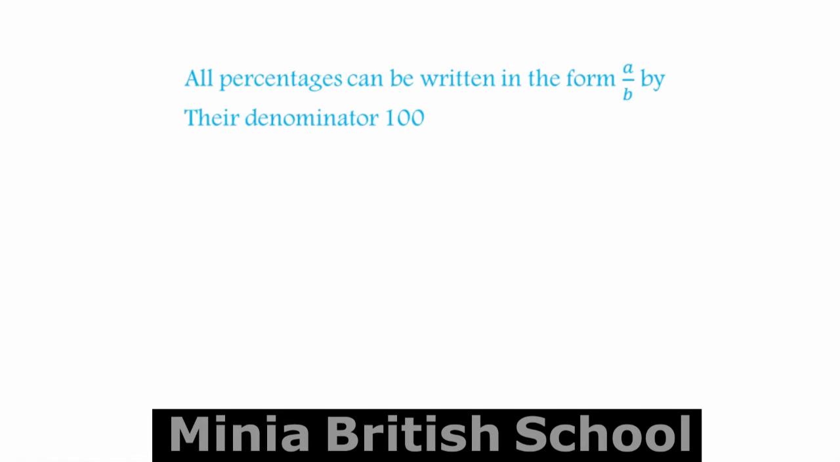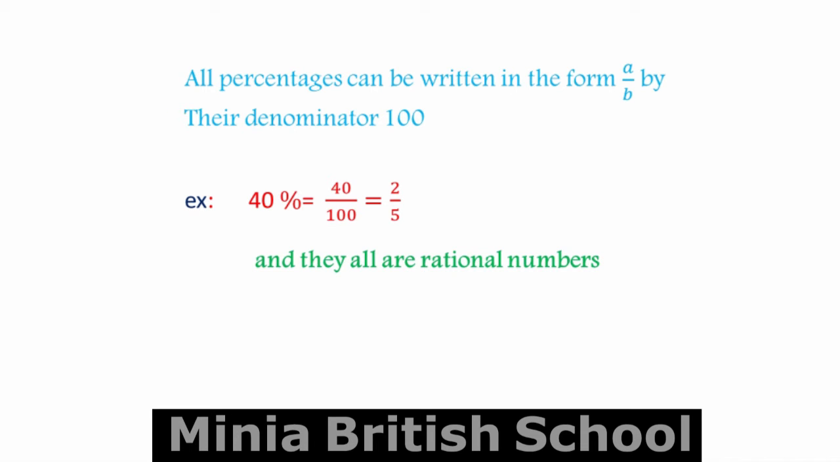All percentages can be written in the form a over p with denominator 100. Example, 40%. You can write it in the form a over p. So 40 divided by 100. Then find the result in the simplest form. So 40 over 100 equals 2 over 5. And they all are rational numbers.